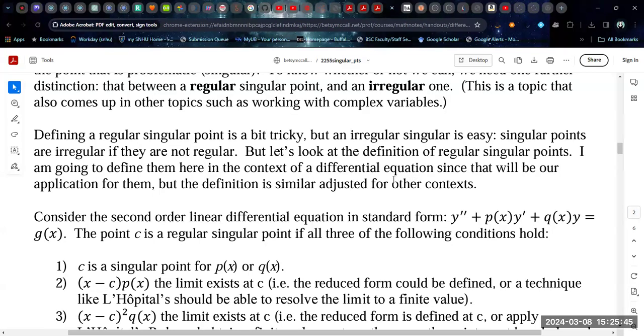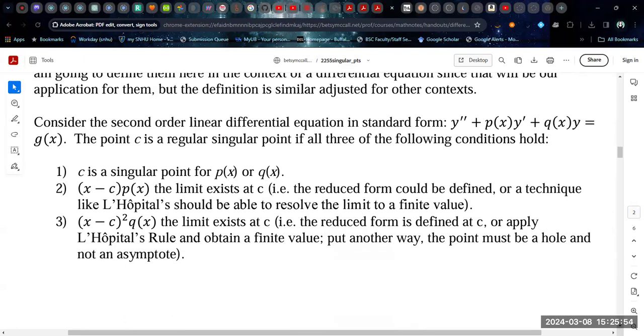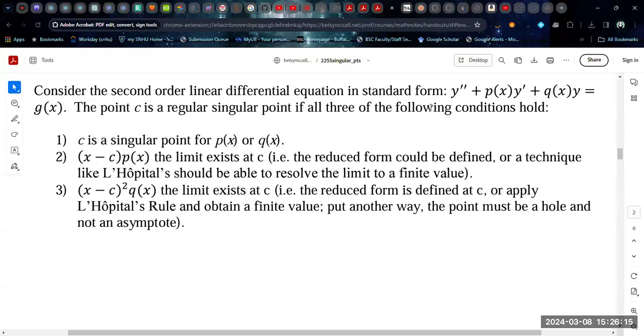So we want to look at the definition of regular singular points very carefully. And I'm defining them here in the context of differential equations, since I created this video for use in differential equations. So consider the second order differential equation in standard form like so. The point C is considered a regular singular point if all of the following conditions hold. So first of all, C is a singular point for either of these two functions, P or Q. And if I multiply P by X minus C, then the limit will exist.